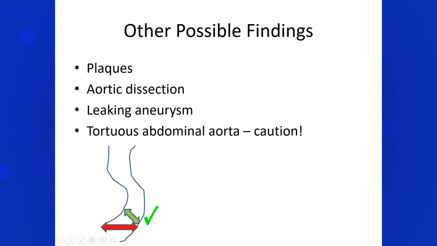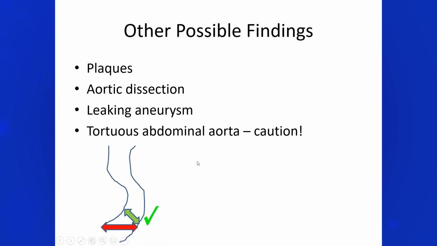refer to the specialist. One more thing that you need to understand is that you do see plaques, and those may make it difficult to measure the abdominal diameter, especially if the anterior wall has a lot of plaques. Aortic dissection could be an issue. You could see leaking aneurysm, but sometimes aneurysm leaks may not be seen on ultrasound, so you should be aware of that.